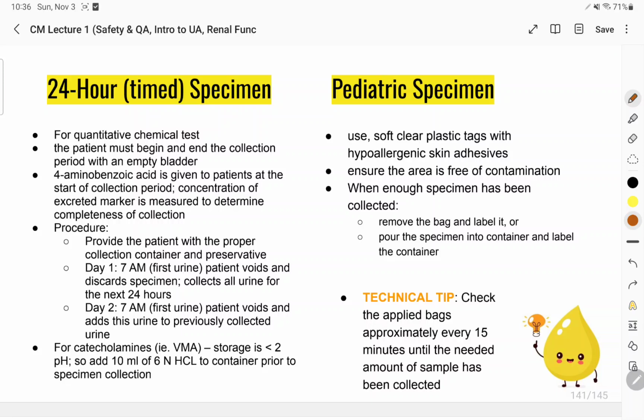Okay? And after 7 a.m. on the next day, so if naa siyay ihi at 7 a.m., kung dili pa siya kaihi, dapat kuhaon isulod na niya sa sudlanan. So what happens is you give the patient 4-aminobenzoic acid at the start of the collection, and the concentration of the excreted marker is measured to determine completeness of collection.